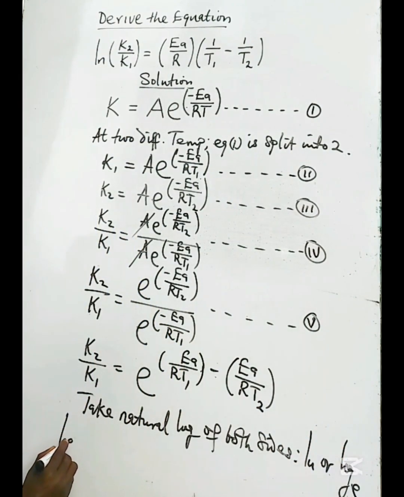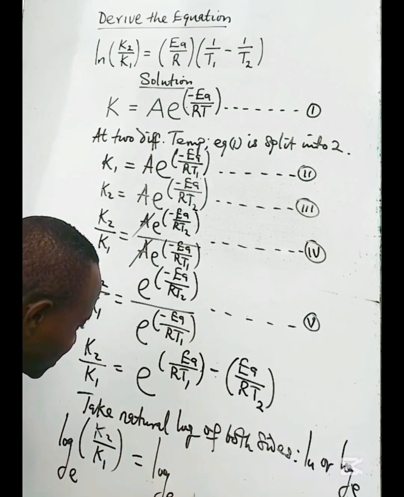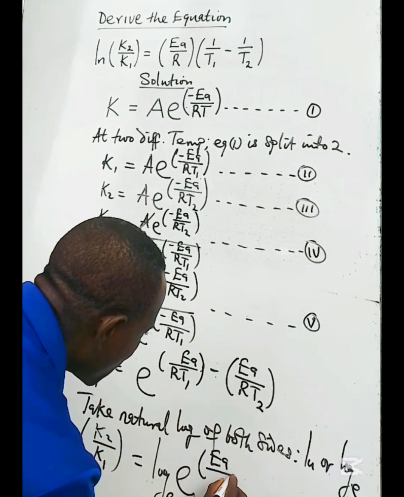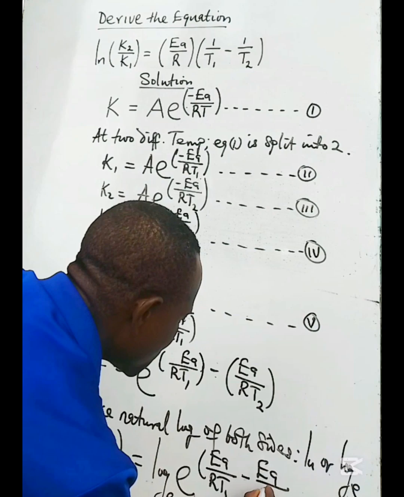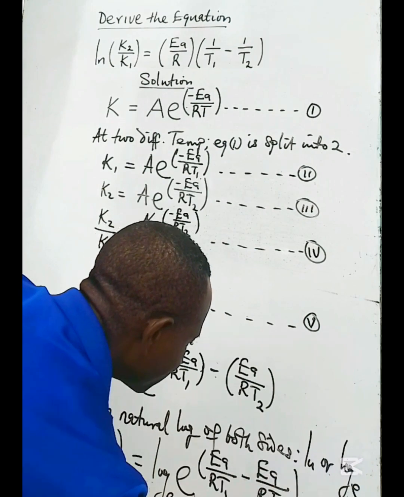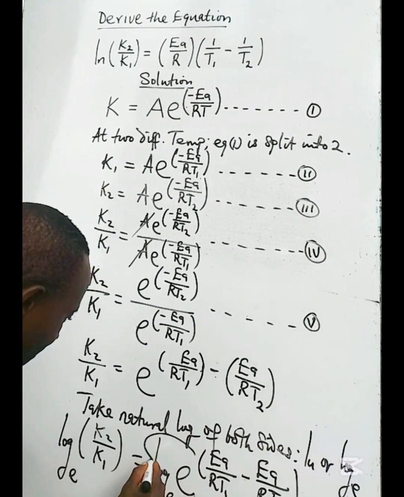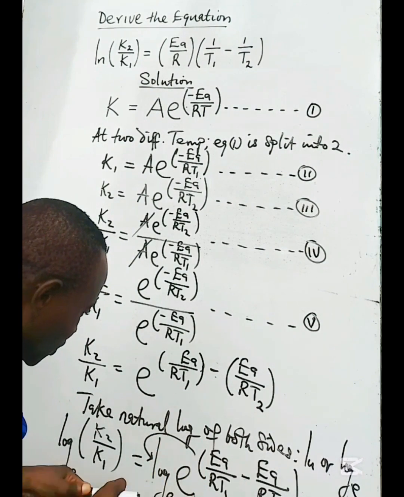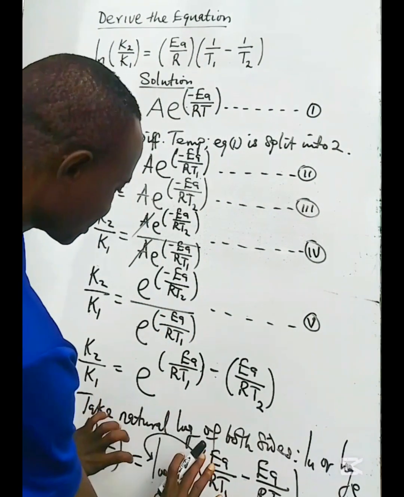So log in base e of K2 over K1 equals log in base e of e raised to the power EA over RT1 minus EA over RT2. Now finally, according to the power law in logarithm, the power will go and multiply the logarithm. And this logarithm is log of its own base. So log e base e is 1. Now take your screenshots. Let's continue from here.